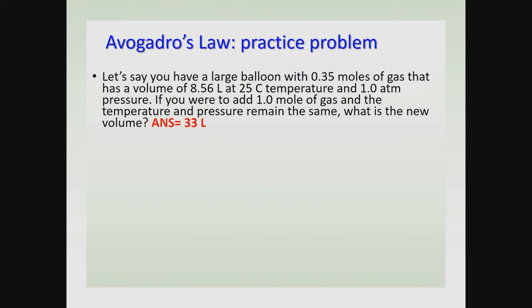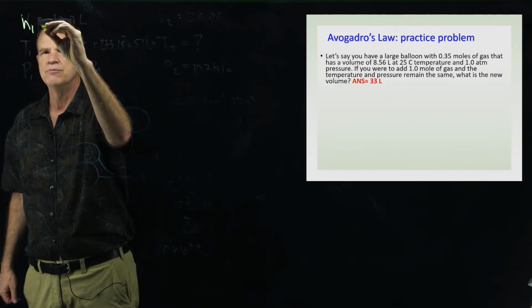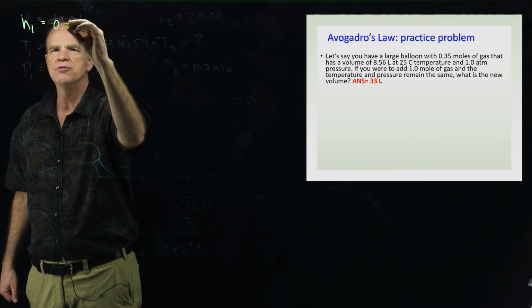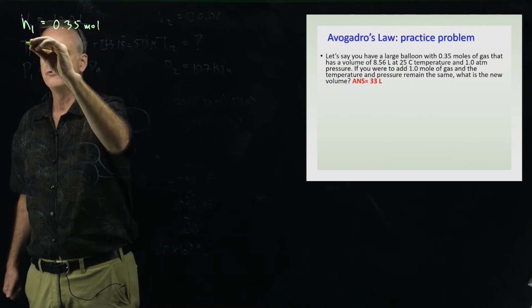It says, let's say you have a large balloon with 0.35 moles of gas that has a volume of 8.56 liters at 25 degrees Celsius and 1 atmosphere pressure. If you were to add 1.0 mole of gas to this and the temperature and the pressure remain the same, what is the new volume? Okay, so let's go ahead and see if we can solve this problem here. Let me just write out what the initial conditions are. Here we're given an initial number of moles of gas, which is 0.35 mole. And we're also given an initial volume.